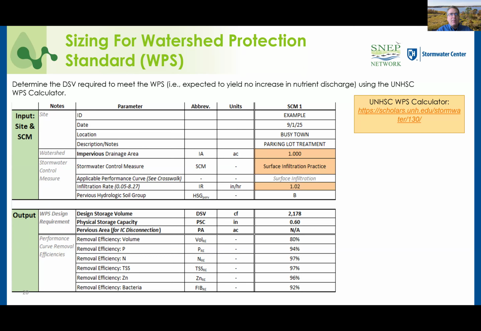From that design, from this sizing criteria and the control selection, we have these ranges of removal efficiencies. So we're removing about 80% of the volume, 94% of the phosphorus, 97% of the nitrogen, 97% of the TSS. And we also can track zinc and fecal indicator bacteria as well. So you can see the watershed protection standard is really getting the maximum reduction on site of all these other attendant pollutants.